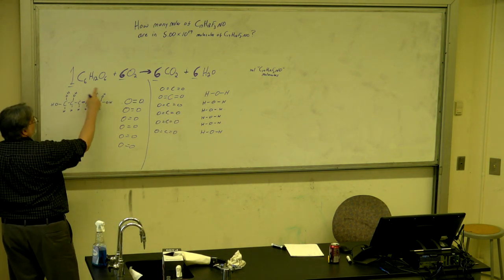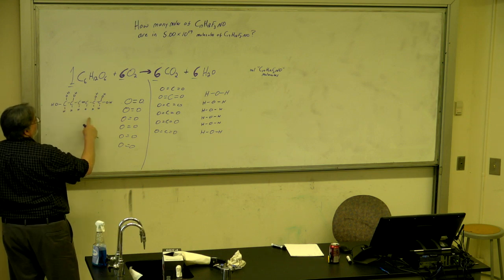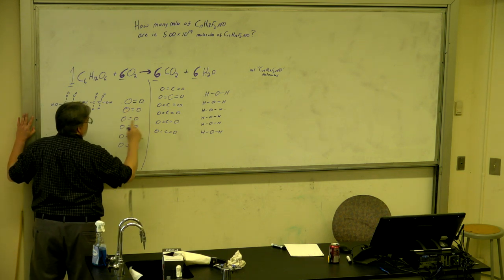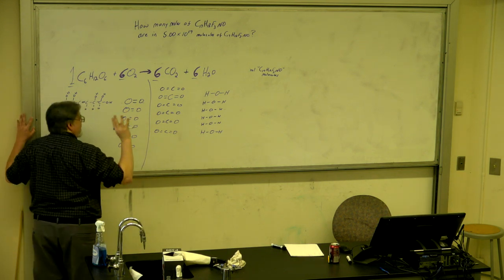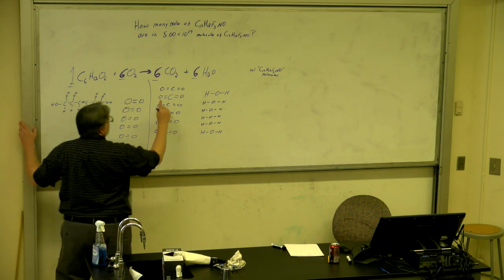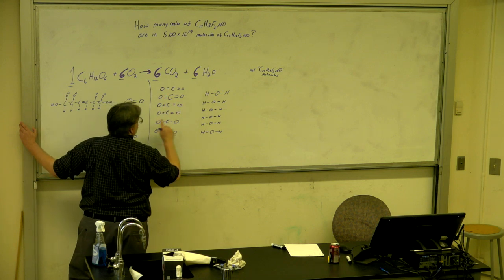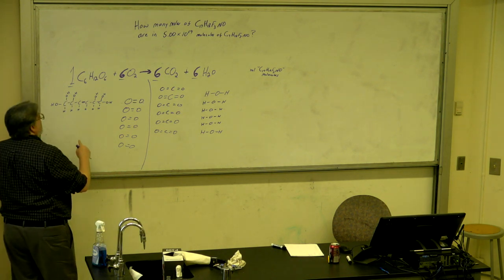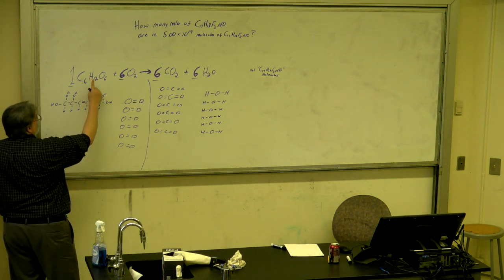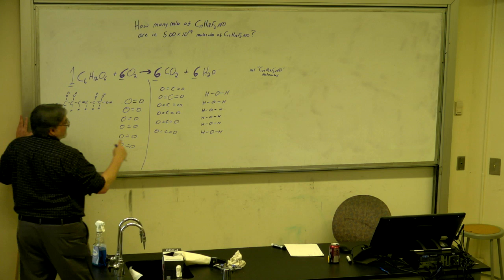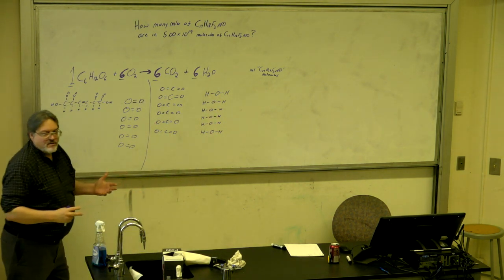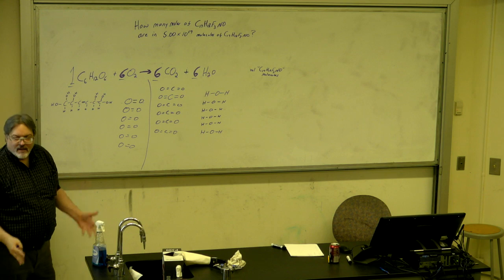Oxygens, there's 6 oxygens in here, if I did it right. 6, 7, 8, 9, 10, 11, 12, 13, 14, 15, 16, 17, 18. So there have to be 18 oxygens over there. 3, 4, 5, 6, 7, 8, 9, 10, 11, 12, 13, 14, 15, 16, 17, 18. Yep, so far so good. We have 12 hydrogens here, if I drew it right. 2, 4, 6, 8, 10, 12. That's it. That means this equation is balanced.